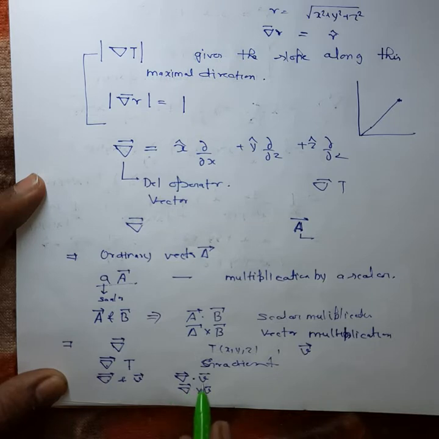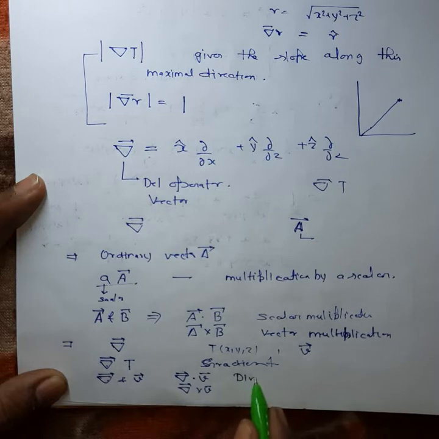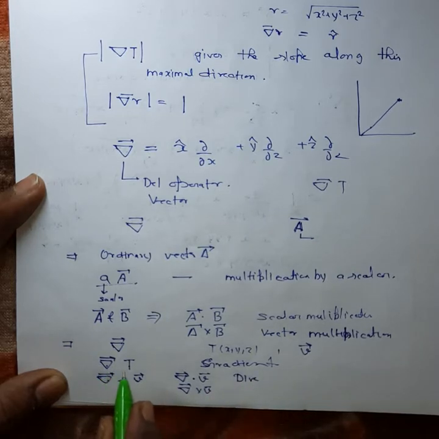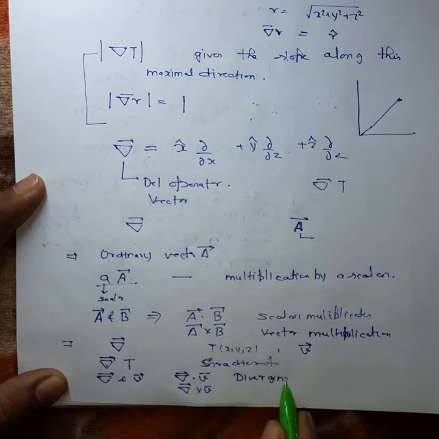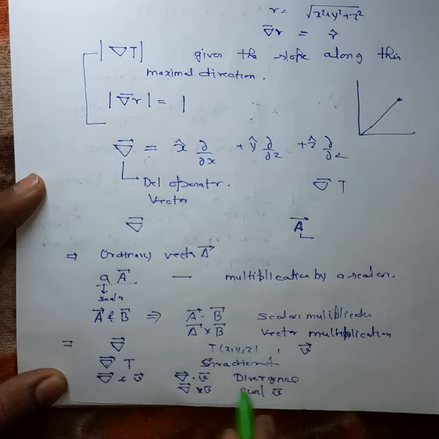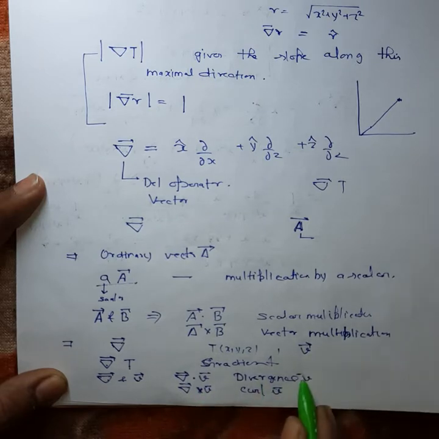So del dot v is called the divergence of v. Del multiplied by t, where t was a scalar function, was called the gradient. Similarly, del dot v is called divergence, and if you take the cross product, it is called curl. Okay, curl of v vector.